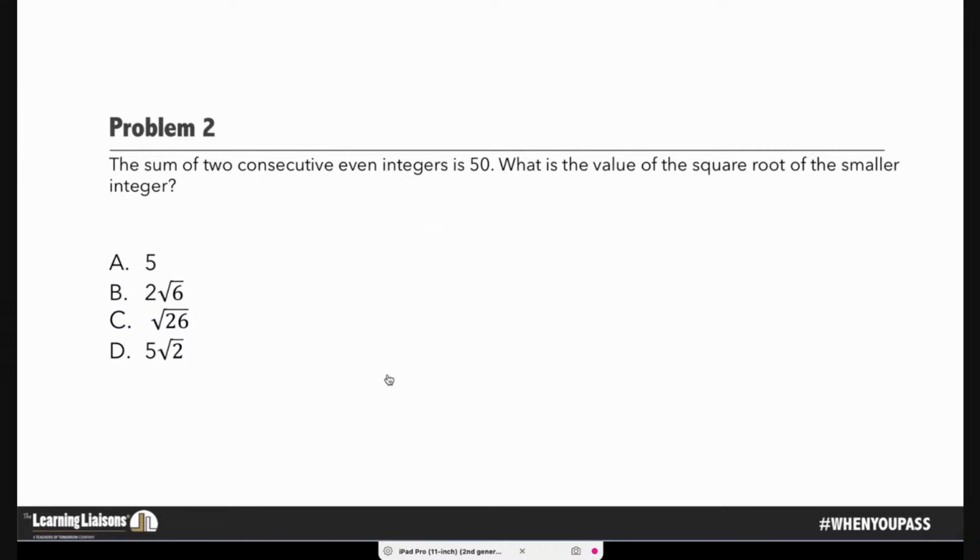The sum of 2 consecutive even integers is 50. What is the value of the square root of the smaller integer?